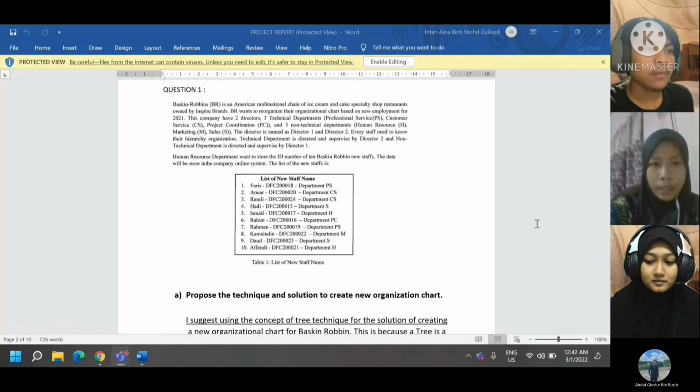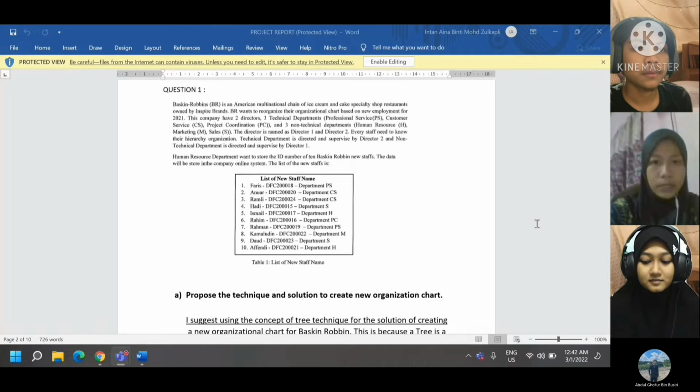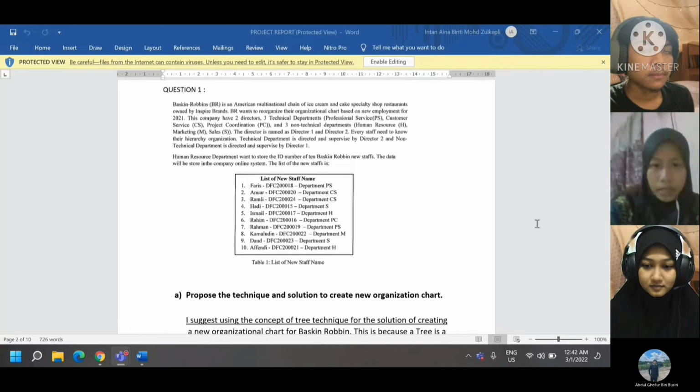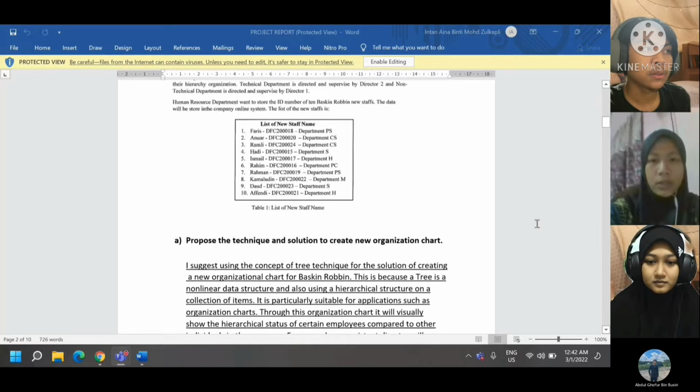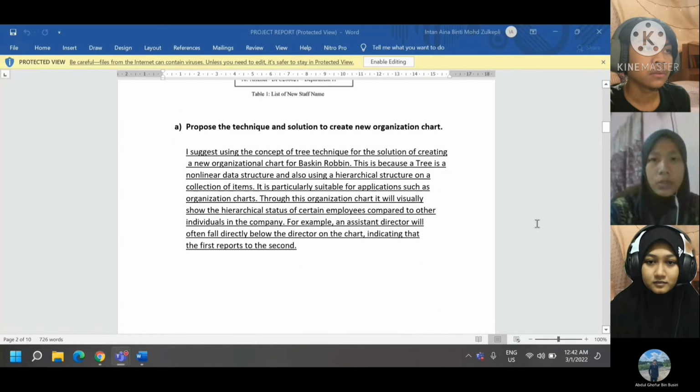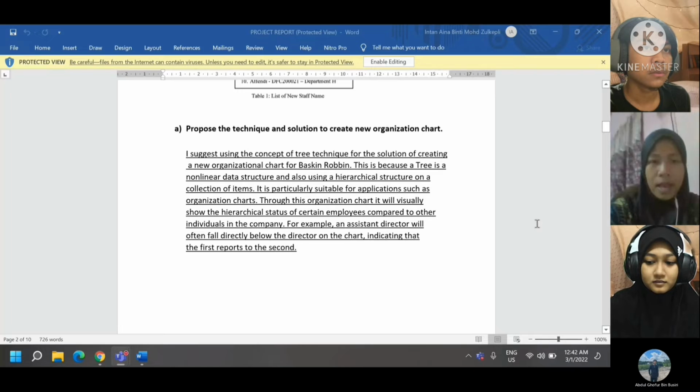The human resources department wants to store the ID numbers of 10 new Baskin-Robbins staff. The data will be stored in the company online system and the list of new staff is below. First question is to propose the technique and solution to create a new organization chart.